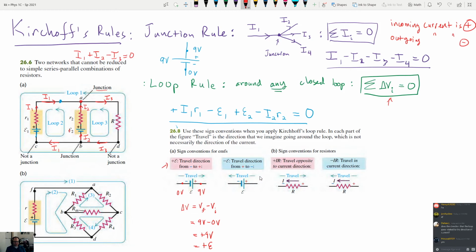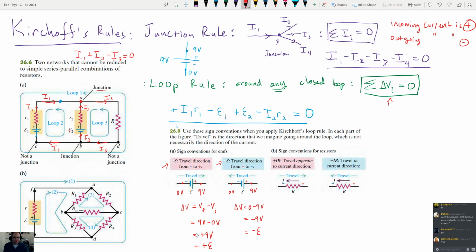If your direction of travel is the other direction, then again you say, okay, well, it's the positive side of the battery, so this is going to be my 9 volt side, this is going to be my 0 volt side. So again, delta V is going to be V final minus V initial. So 0 minus 9, you get delta V is equal to negative 9 volts, or negative E. Okay, does that make sense? Yeah. Okay, hopefully that's something you can remember.